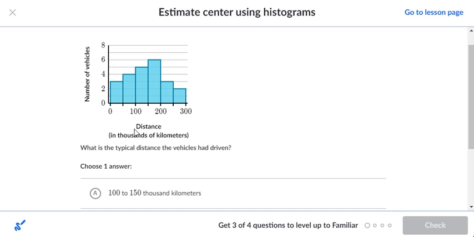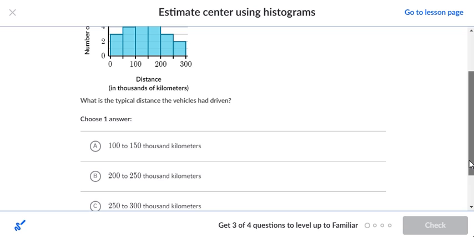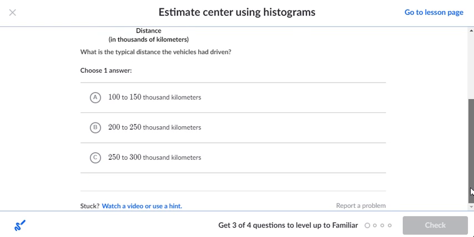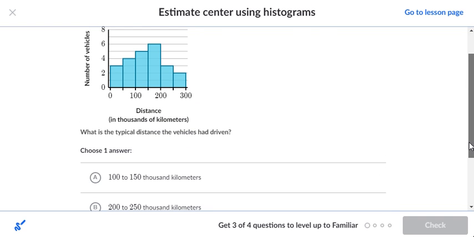So is it 100 to 150? Is it 200 to 250? Is it 250 to 300? So what is the typical distance?